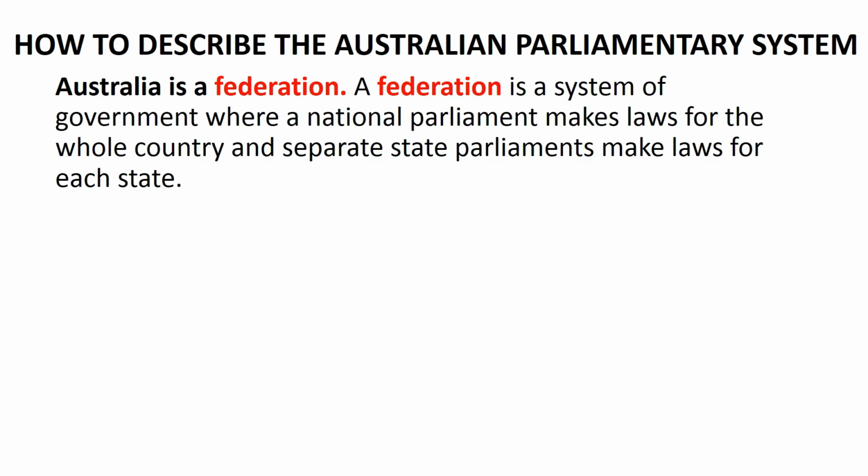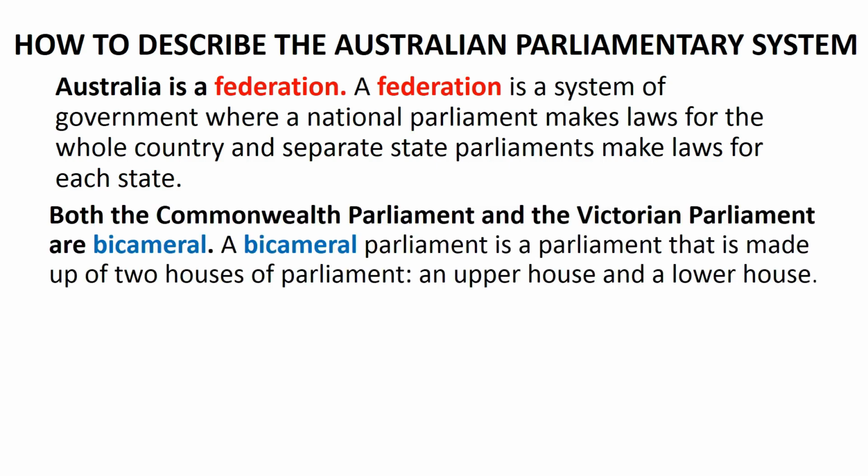The second feature is that both the Commonwealth Parliament and the Victorian Parliament are bicameral. A bicameral parliament is a parliament that is made up of two houses of parliament, that is, an upper house and a lower house. In your vocabulary sheets, find the term bicameral and write that definition in there.